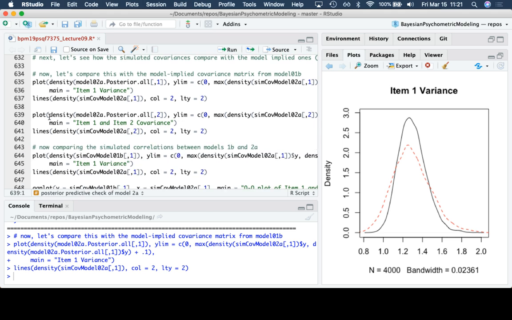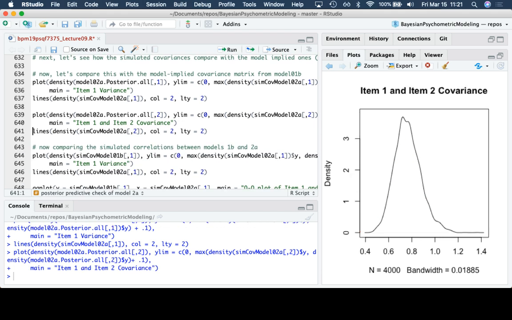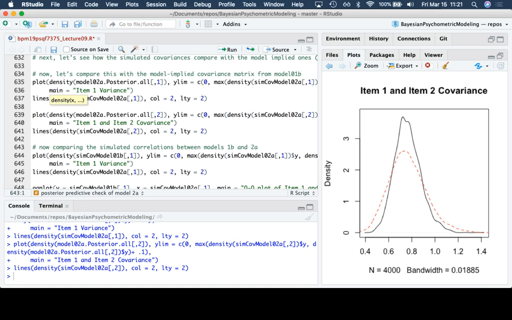All right. So this is just all saturated, right? All saturated right now. Same thing with covariance. This is the posterior distribution of item 1 and item 2's covariance. And that's the posterior predictive distribution. Right? So black line again, straight from the chain. Dashed red line came from the simulated data that came from the chain. Right? And the uncertainty is being captured by having wider shoulders.